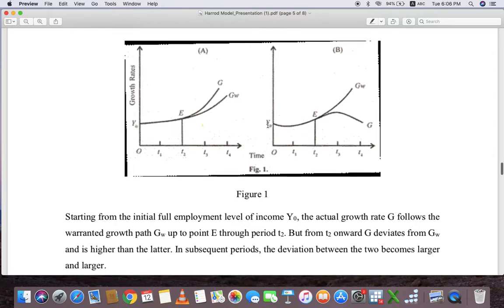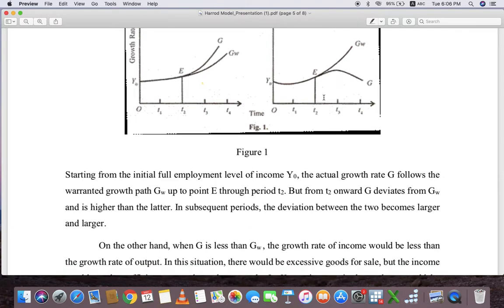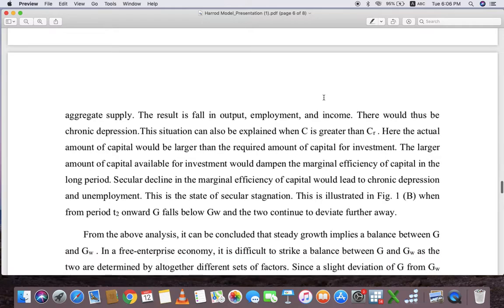Here, starting from the full employment level Y0, the economy grows on the same warranted growth path up to point E, that is up to time period T2. But beyond time period T2, actual growth falls and becomes lower than GW and goes lower and lower. So, the gap between the GW path and the G path increases and the G path never comes back to the GW path. So, therefore, there is chronic depression and unemployment in the economy.